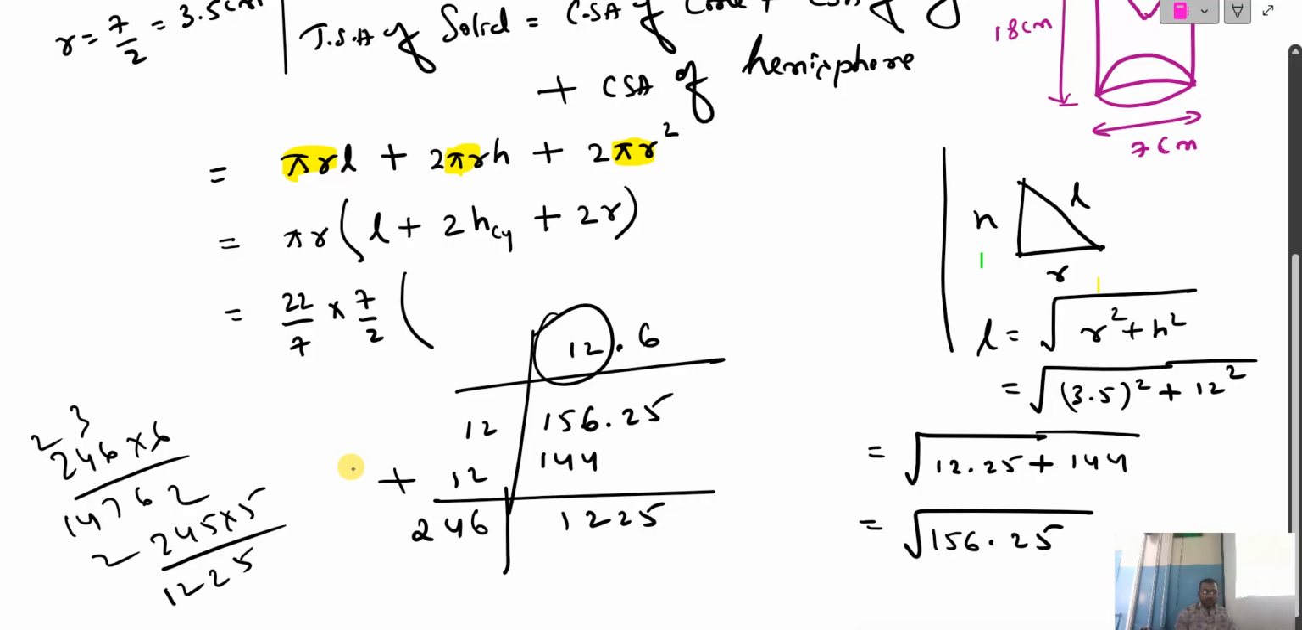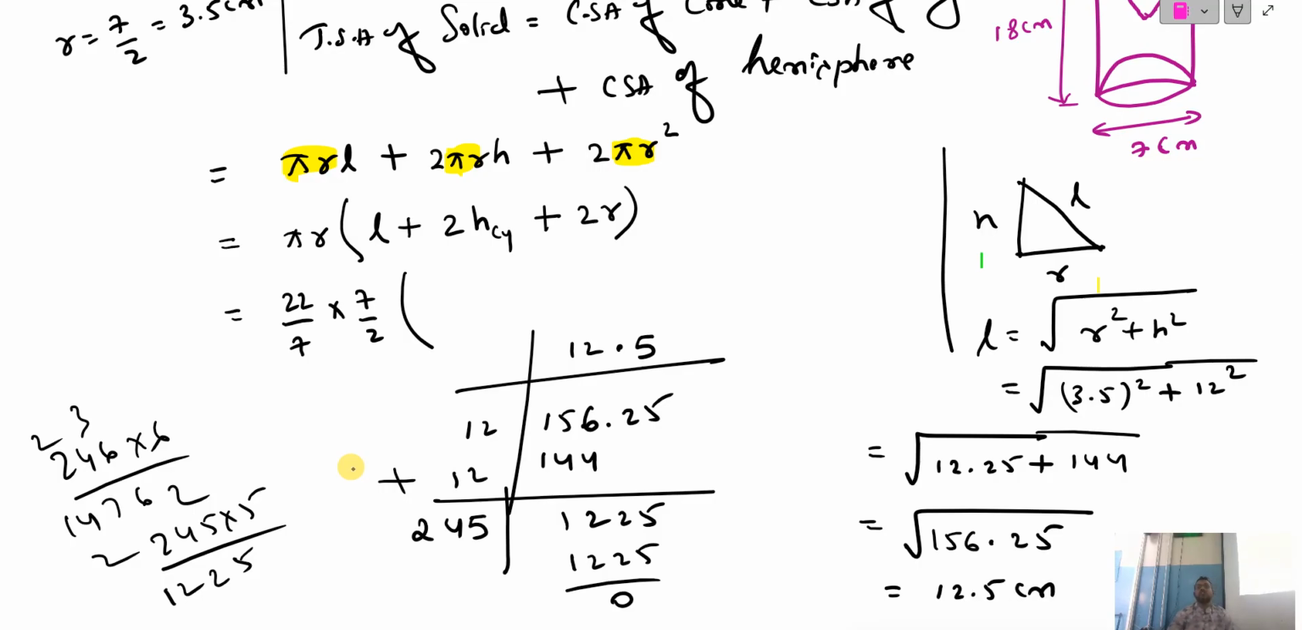We got the answer. So can we take it directly here? That is 245 into 5, which is 1225. The remainder is 0. So we got the straightforward value, that is 12.5 centimeters. This is the slant height L, not area. Area means square units, volume is cubic units. Other than that, everything else is only units, that is centimeters. I hope you understood this calculation part.